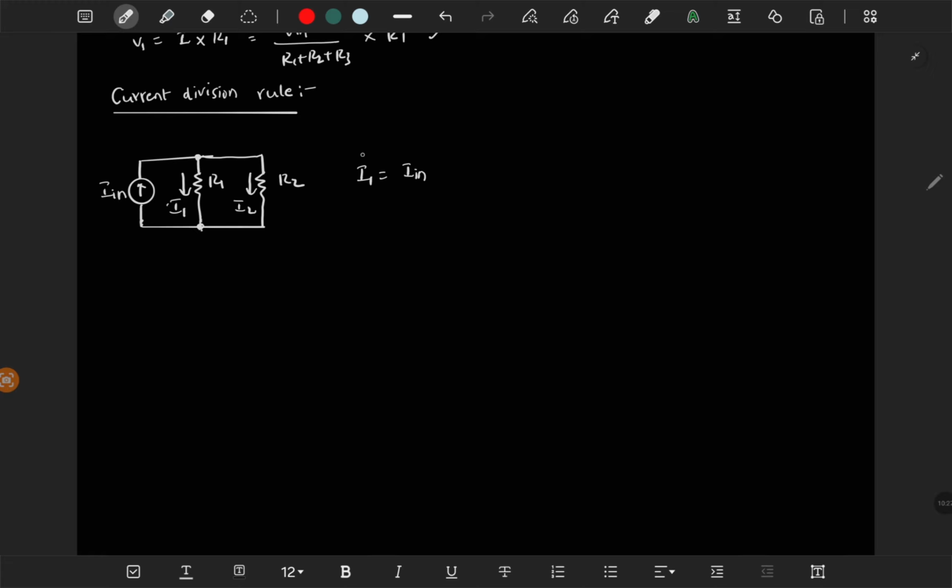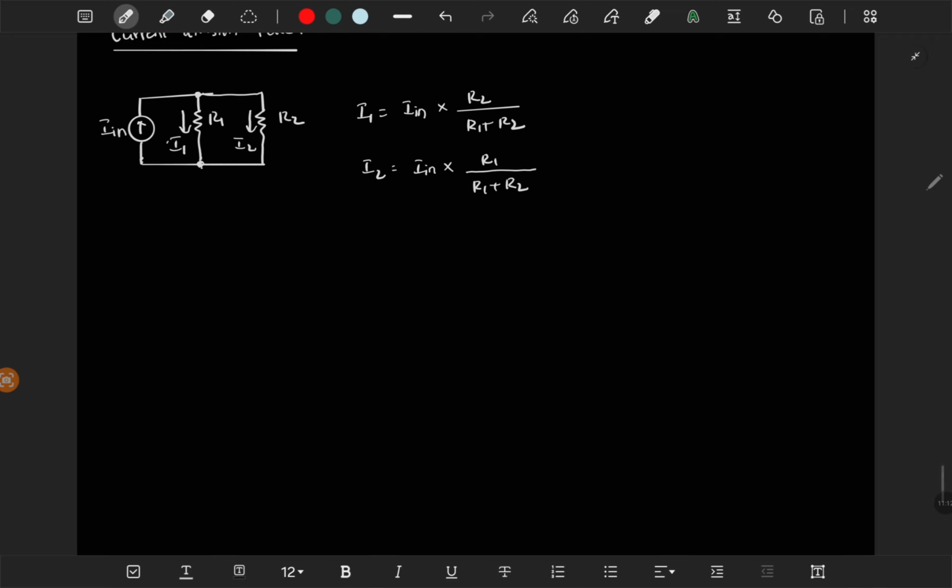So if you want to write I1, then it is the total current times the opposite resistance divided by the total resistance, and I2 is the rest of the input current. If you apply KVL and KCL here, you will get these expressions, which I don't want to derive here again. So if you want I2, then you take the opposite resistance value divided by the total resistance R1 plus R2, times the input current entering this node. Okay, and this is simple.